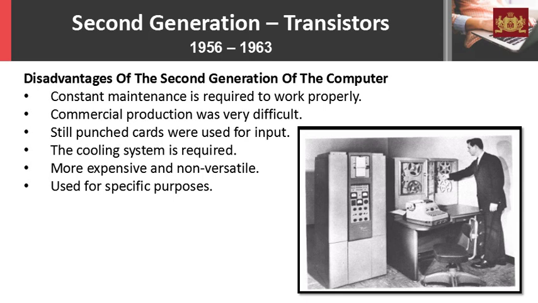Disadvantages of the second generation of the computer: constant maintenance is required to work properly. Commercial production was very difficult. Still punched cards were used for input. A cooling system is required. More expensive and non-versatile. Used for specific purposes.